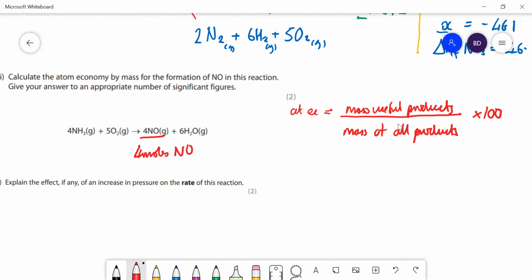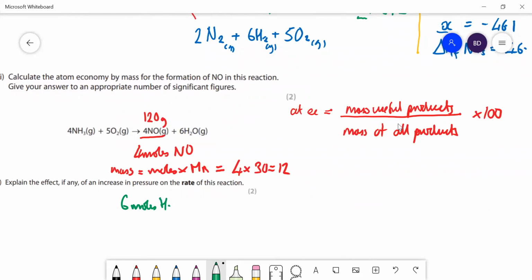Well, what's the mass of that? Mass is equal to moles times MR, which is equal to 4 times 30, which is equal to 120. 120 grams of that. And then we've also got 6 moles of H2O. Mass equals moles times MR, so 6 times the MR of water, 18, which gives us 108.